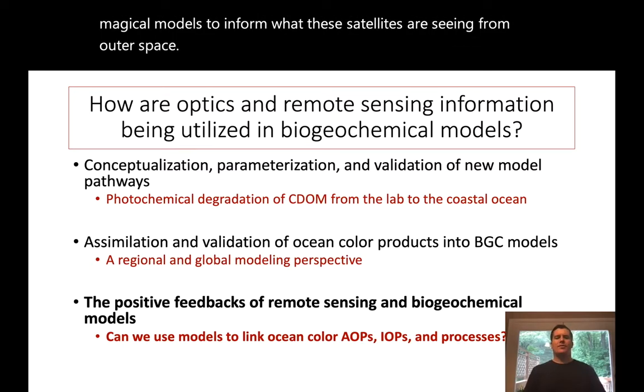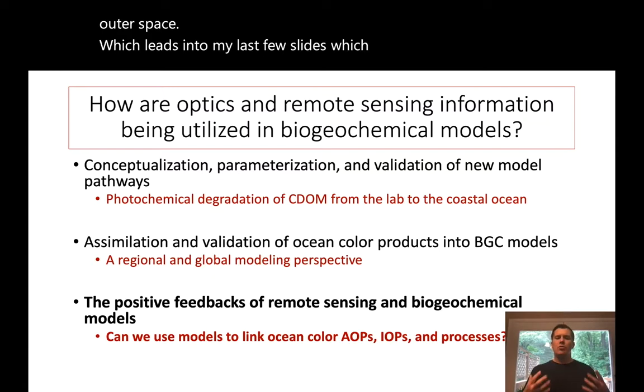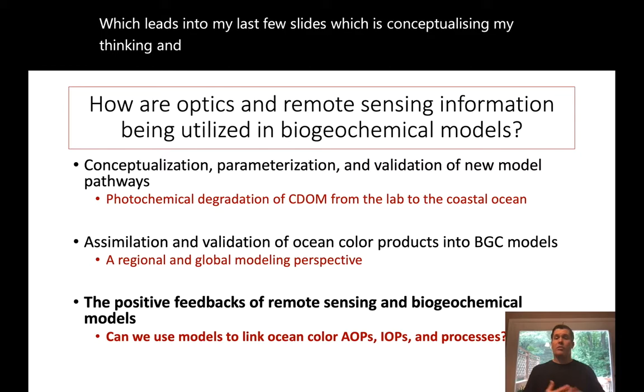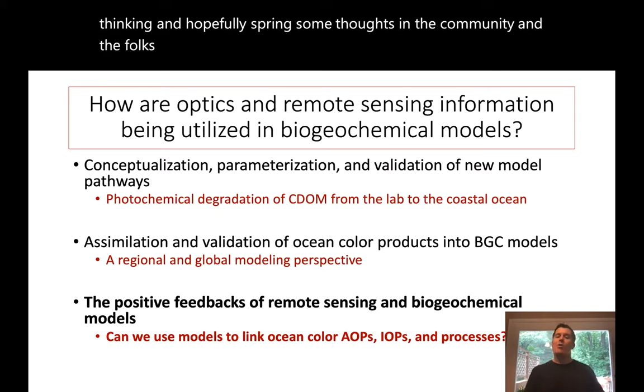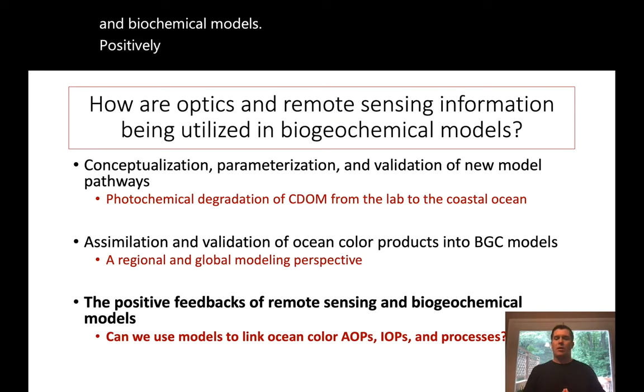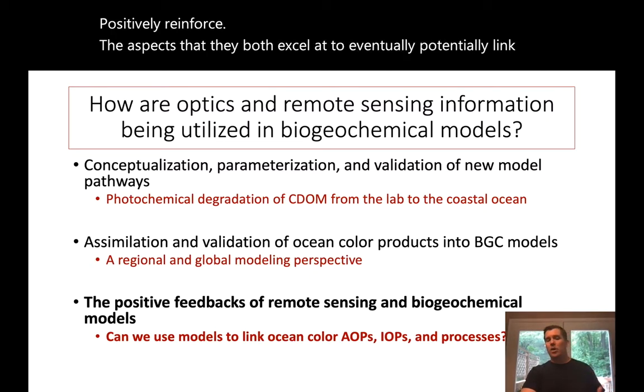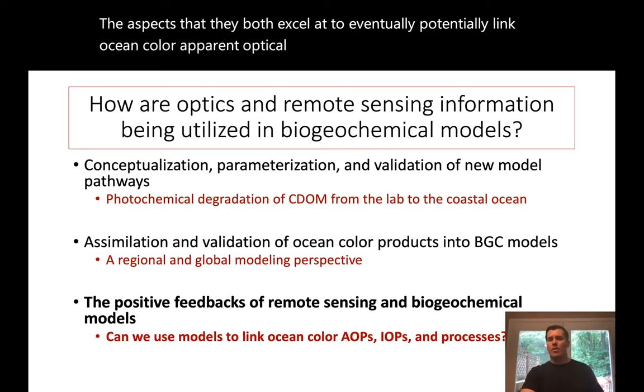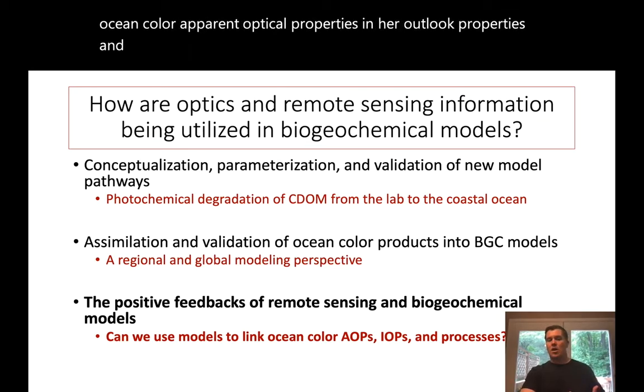Which leads into my last few slides, which is conceptualizing my thinking and hopefully spurring some thoughts in the community and the folks who are watching this, and how can we use remote sensing and biogeochemical models to positively reinforce the aspects that they both excel at, to eventually potentially link ocean color, apparent optical properties, inherent optical properties, and processes with what's being predicted in these modeling systems.